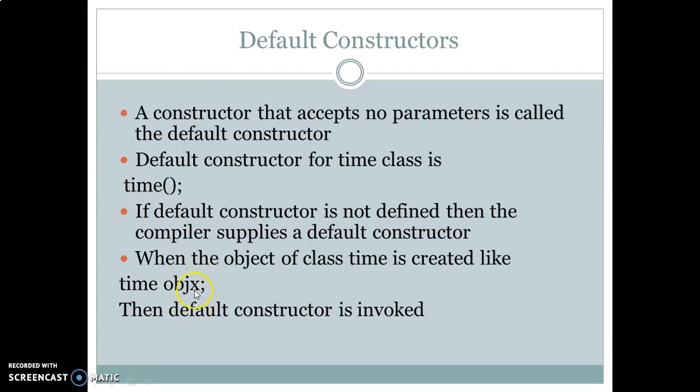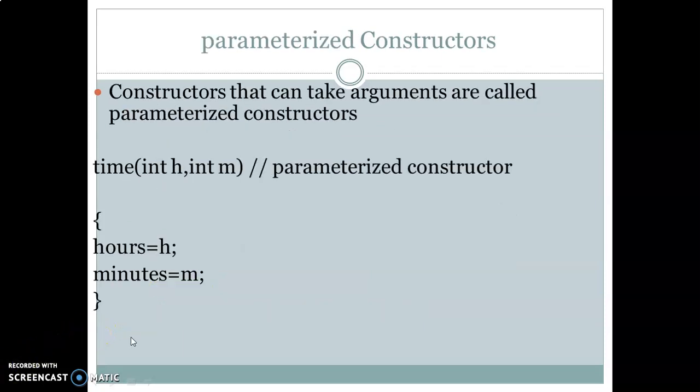You can see there is no parameter passed to this object. Constructors that can take arguments are called parameterized constructors. We can see time is a parameterized constructor over here, and two parameters h and m are passed to this time constructor. So this is the example of parameterized constructor.